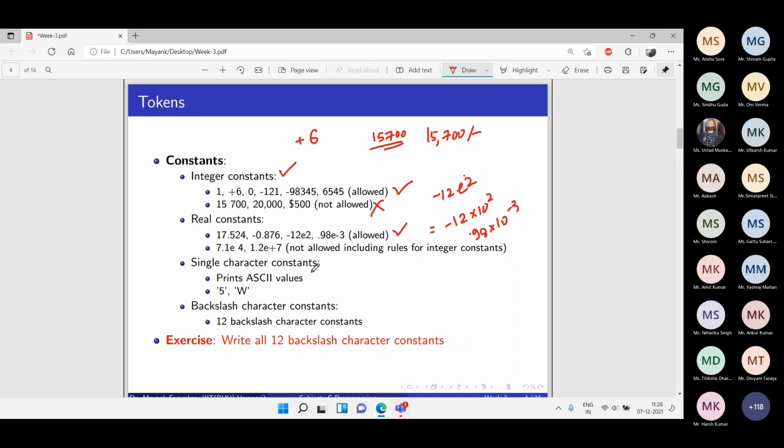Single character constant: this prints the ASCII value. Can anyone give me the meaning of ASCII value? This is a very important word, ASCII, and why it is used. Don't use the internet. If you use the internet, you won't remember anything. So for every letter, there is a special number assigned in ASCII, that is called the ASCII value.